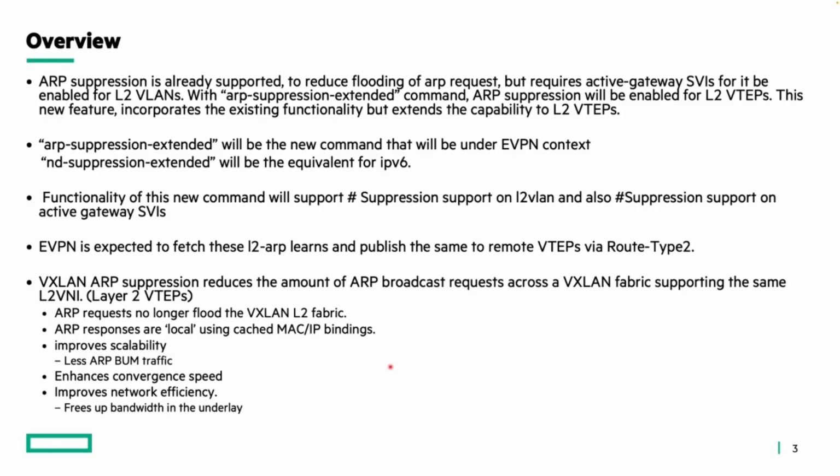This feature reduces the flooding of host IPv4 and IPv6 neighbor discovery messages, which are ND messages, in the VXLAN overlay network, which results in more efficient use of the underlay network. So basically, this new command, ARP suppression extended, provides the complete existing functionality of ARP suppression. Additionally, it will now provide ARP suppression support for L2 VLANs.